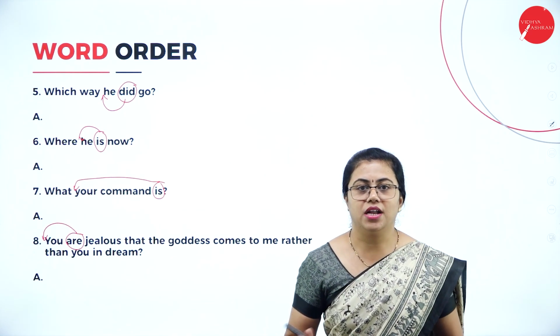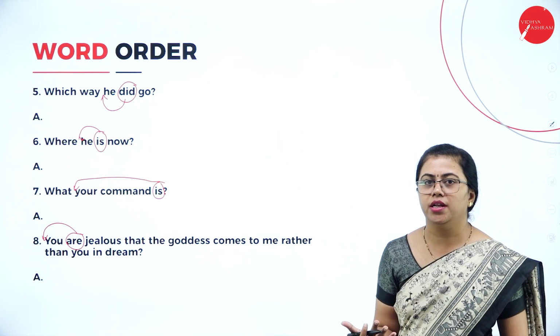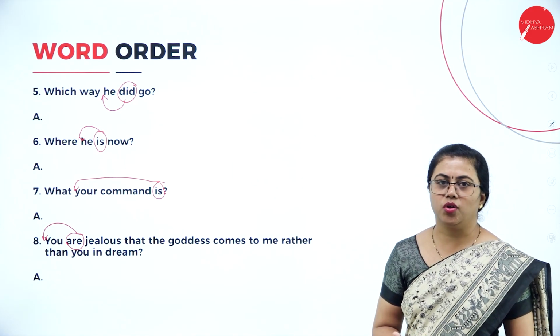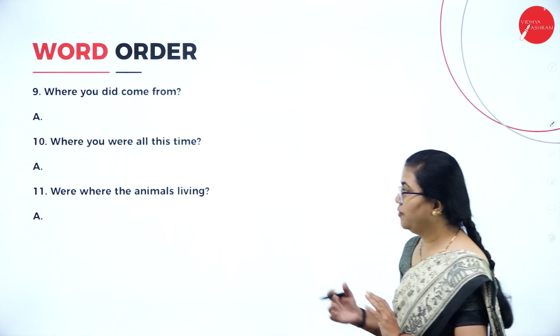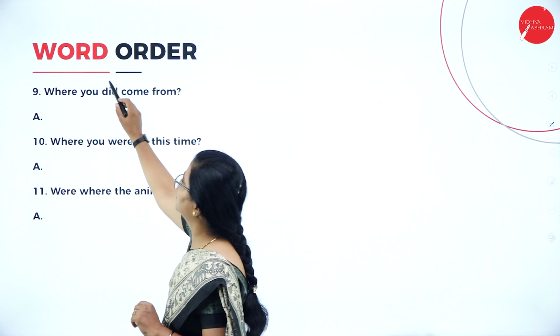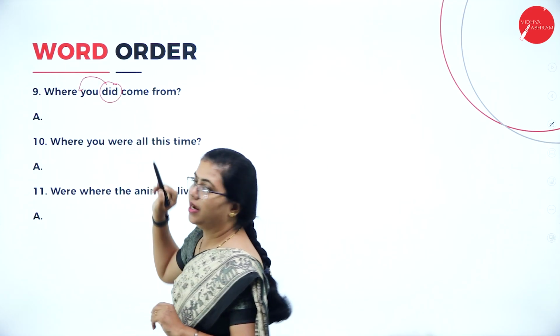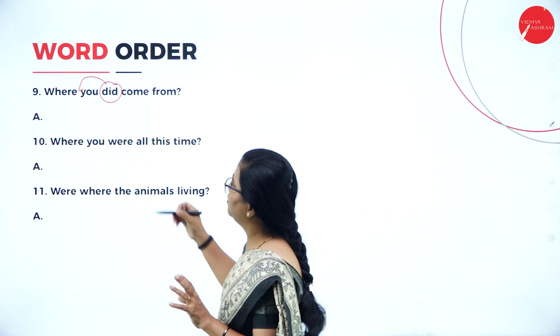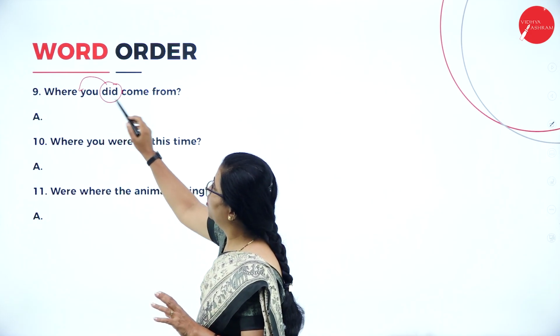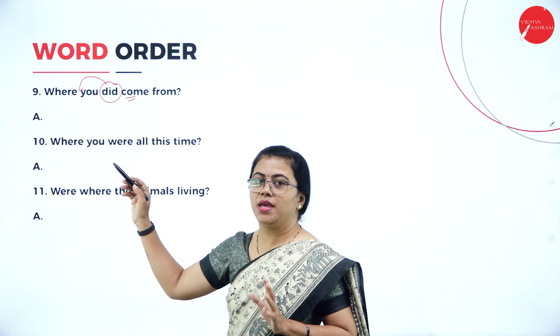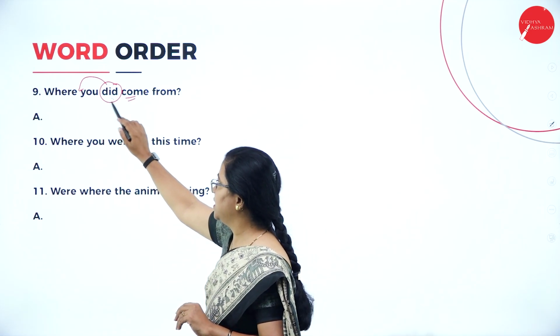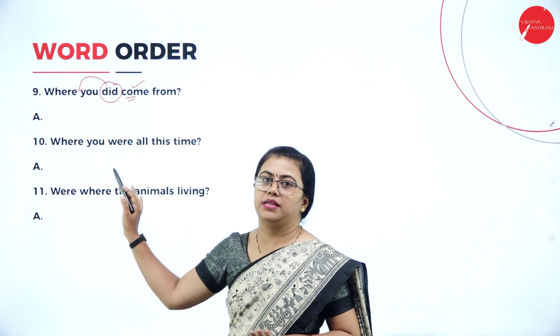So these are a few examples of word order wherein you may make mistakes. Where you did come from? So again, auxiliary verb will be put in the beginning. Where did you come from? Again, a few people will make a mistake: where did you came from? They say it is not came. Whenever it is did, that is past tense. This need not be in past tense.